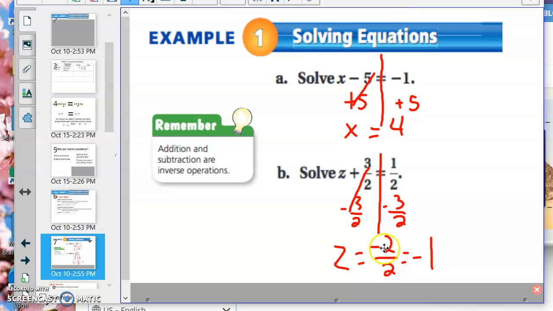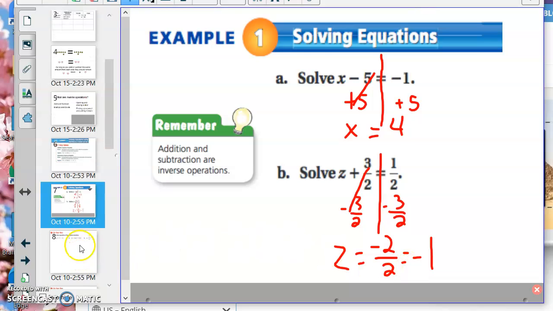Now when I check this one, I actually want to use this number to check because it's going to be a little bit easier with common denominators than using this one. So then negative 2 over 2 plus 3 over 2, different signs, so I'd subtract and use the sign of the bigger number. It gives me 1/2, so I know that this answer is correct.